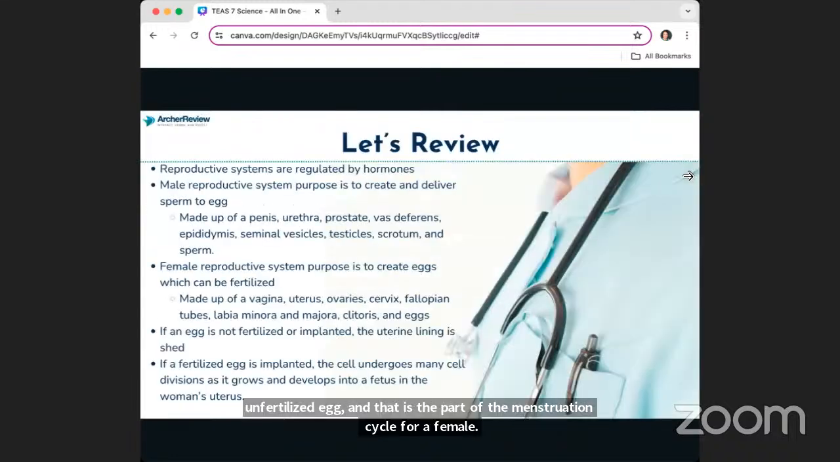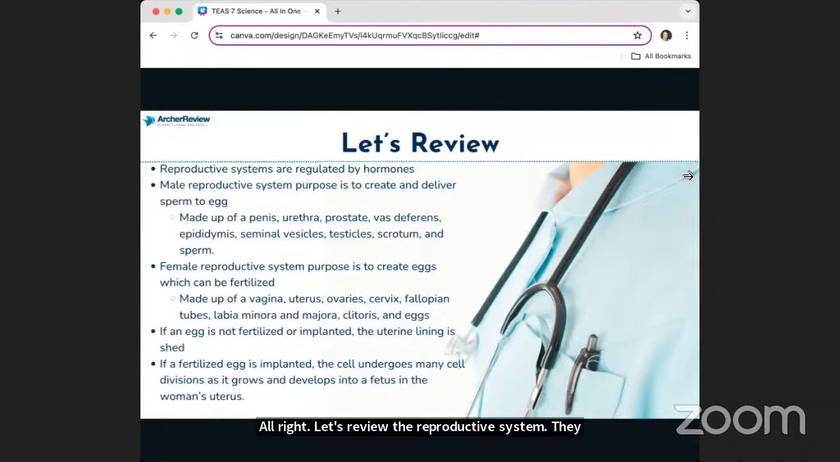All right, let's review the reproductive system. They are regulated by hormones, and we didn't mention those hormones. Find those in our on-demand videos, but both male and female reproductive systems are highly regulated by hormones. The male reproductive system's purpose is to create and deliver sperm to the egg. And the male reproductive system is made up of the penis, urethra, prostate, vas deferens, epididymis, seminal vesicles, testicles, scrotum, and sperm. While the female reproductive system's purpose is to create eggs to be fertilized.